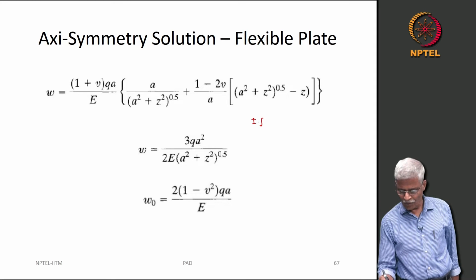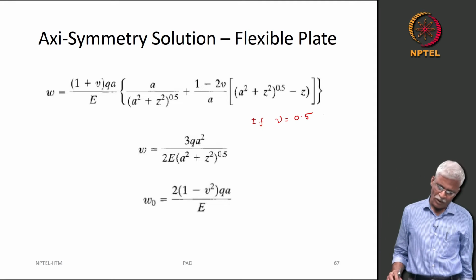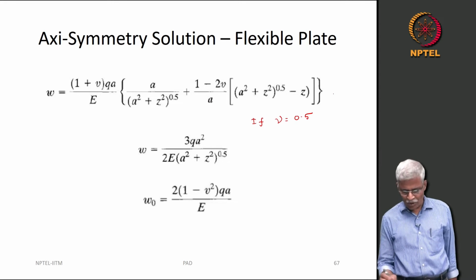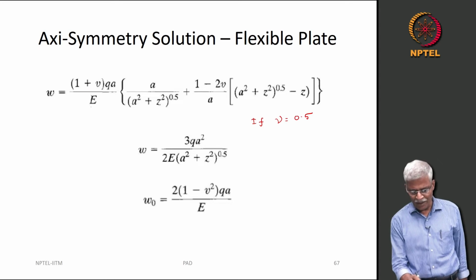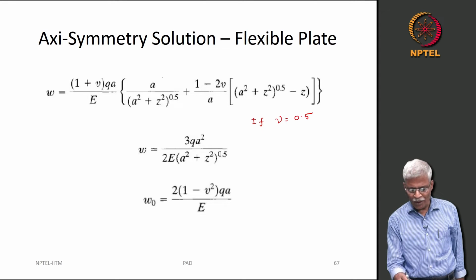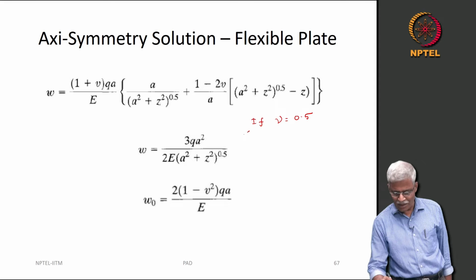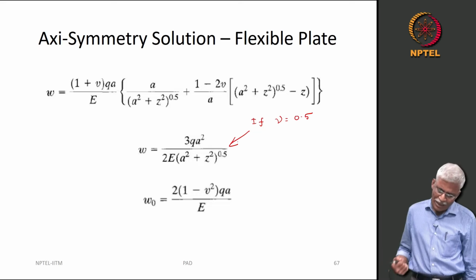If nu is equal to 0.5, what can happen? This will completely go, 1 minus 2 nu is 0. So, this whole term goes. If you simplify the whole thing, you are going to get 1.5, that is 3 by 2 q a square divided by 2 e a square plus z square to the power 0.5. So, this is the simple form that you are going to get.